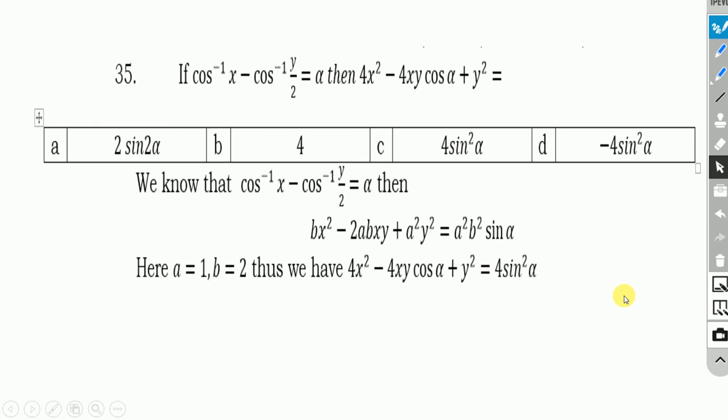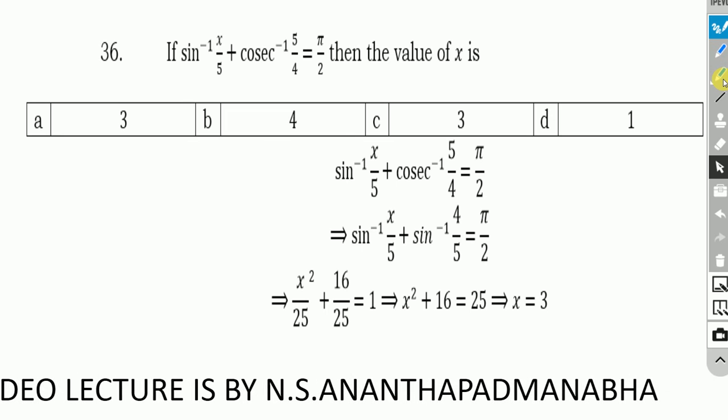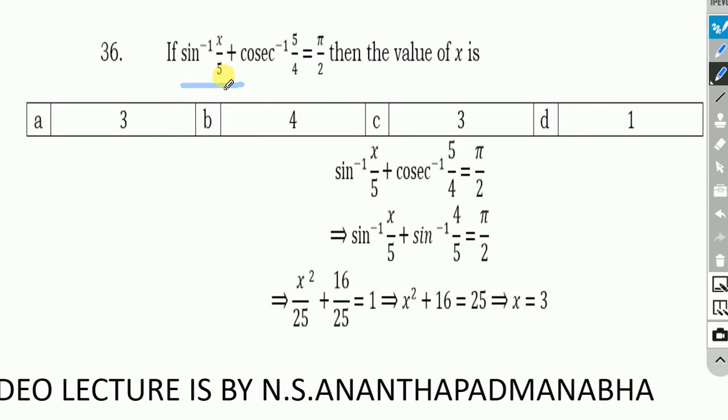If sin inverse of x by 5 plus cosecant inverse of 5 by 4 is equal to pi by 2, then what is the value of x? Now sin inverse of x by 5 plus cosecant inverse of 5 by 4 is nothing but sin inverse of x by 5 plus sin inverse of 4 by 5. I am taking the reciprocal here. Sin inverse of x by 5 is taken as it is, and cosecant inverse of 5 by 4 is sin inverse of 4 by 5, which is equal to pi by 2.